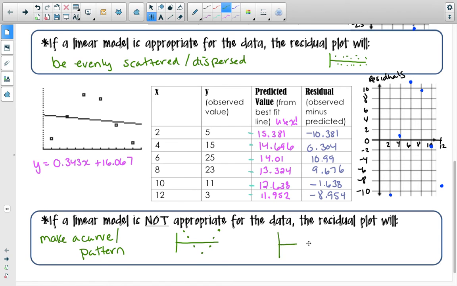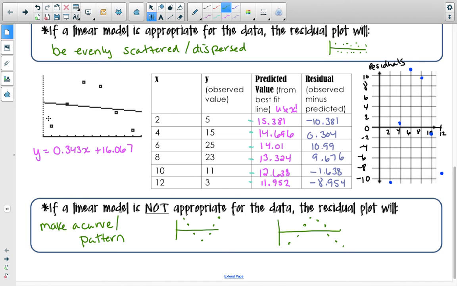Or we'll see almost like this one up here, where they are going this way. Again, not evenly dispersed. So residuals are the space between the original data points and the regression equation that we have used. Linear will not always work. If the residuals are far away from 0, then that regression equation will not be the best fit.